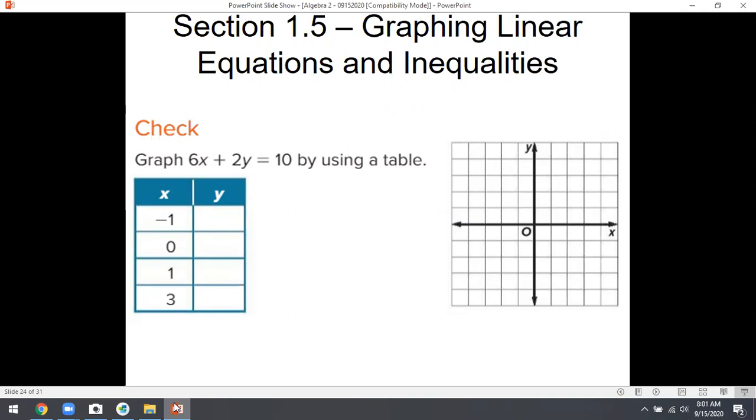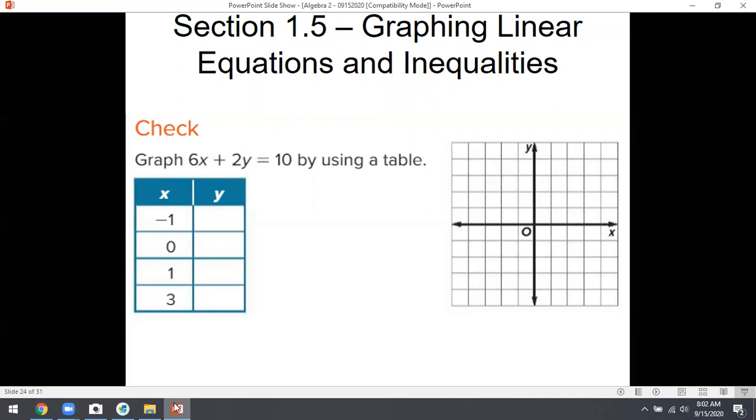If x is negative 1 and you plug it in, negative 3 times negative 1 is positive 3, which plus 5 would be 8. They gave you 0 for x. Who cares? Times 0 is 0, right? Plus 5 would be 5. 1, you plug it in. Negative 3 times 1 is negative 3. Negative 3 plus 5 is 2. And lastly, 3. Negative 3 times 3 is negative 9. Negative 9 plus 5 is negative 4.